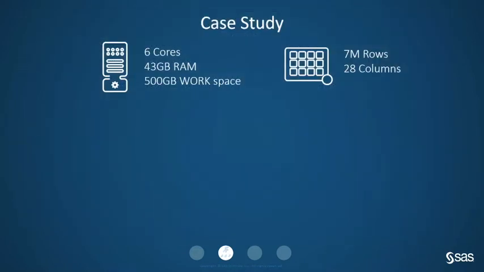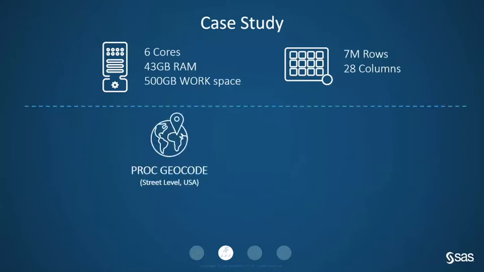So recently we had a customer who wanted to work with some geographic data. And we had a 6-core, 43 gig, 500 gig workspace server. And they needed to analyze something with 7 million rows and 28 columns in it. We needed to do 2 things to it. First, we needed to geocode it.